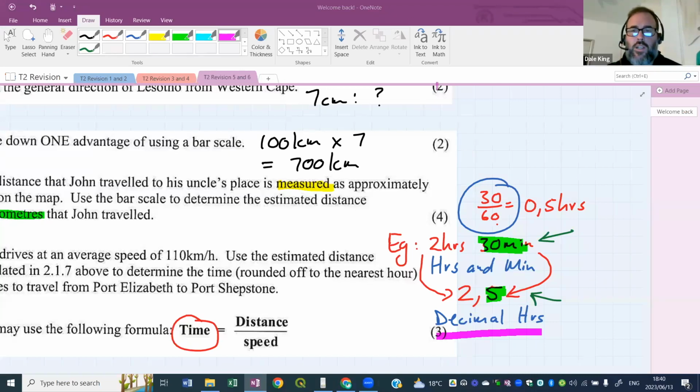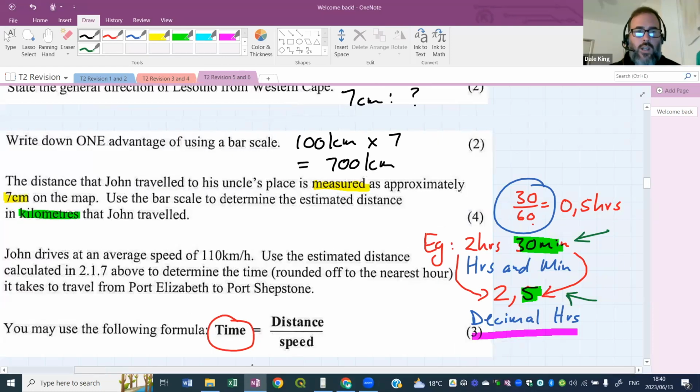Someone's already done a calculation here, but please remember the speed, distance, time formula wants decimal hours to go in, and it'll give you decimal hours if you're asking for time to come out. Just remember that. So when the time comes out here, it's going to be in decimal hours. Okay, so now let's go look at the question.